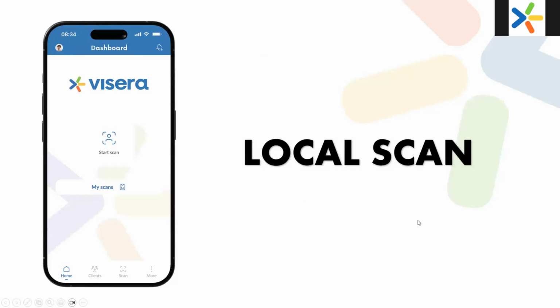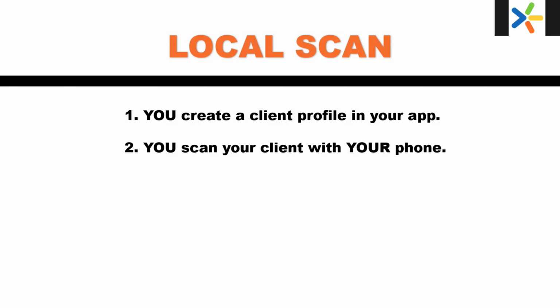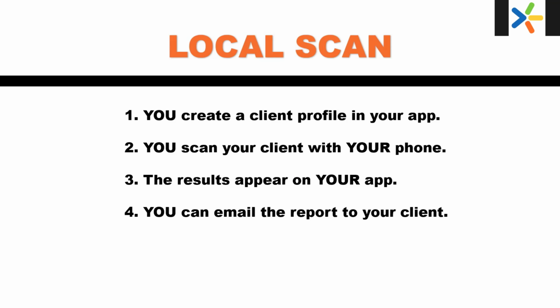A local scan, in short, is basically a scan where you create the profile for your client in your own phone, and then you hand your phone over to your client, and your client runs the scan using your phone. So that's called local scan. So here's the steps. Local scan. First, you create a client profile in your app for the person you want to scan. Second, you scan your client with your phone. Third, the results appear on your app. And fourth, you can email the report to your client.